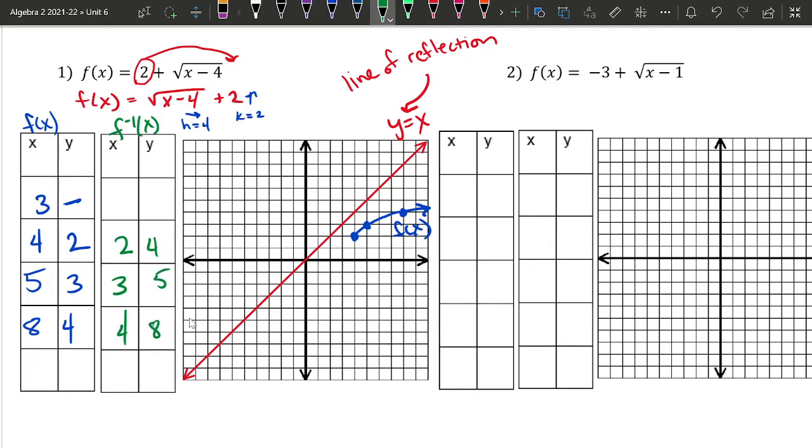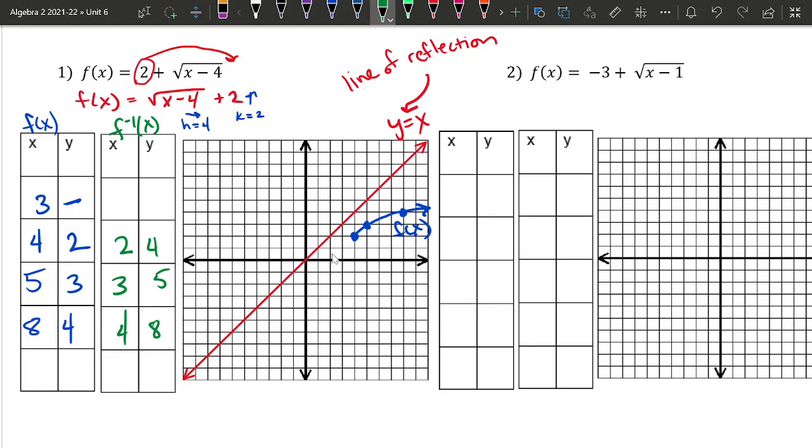Now you can do them one line at a time, say 4, 2 is 2, 4, 5, 3 is 3, 5. But every time I try to do my points that way, I end up messing one of them up by not flipping it. I find it much easier just to take the y values and make them the x values, and then the x values become the y values. Then I have points. That's all I have to do to find the points, is just flip the table.